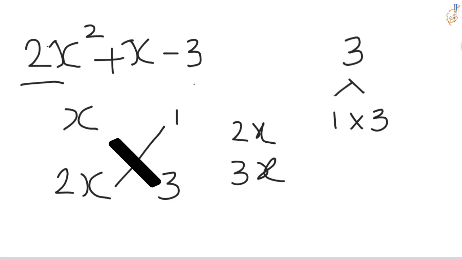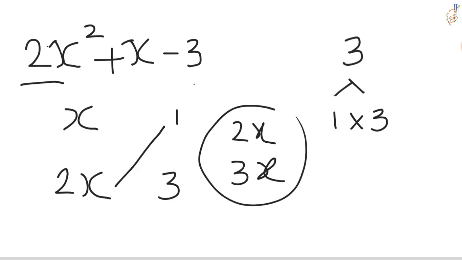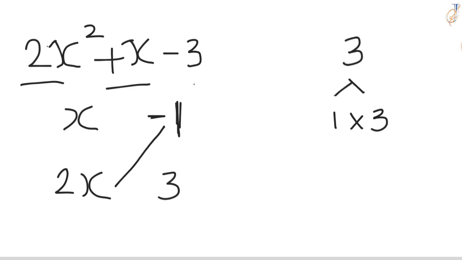Now check the conditions. When you add these two, you should get the value of x. 2x plus 3x gives 5x. This is not the same as x. So what do we do? Change the sign for number 1. Now do the cross multiplication. 2x times minus 1 is minus 2x. Then do this cross multiplication. 3 times x is 3x.